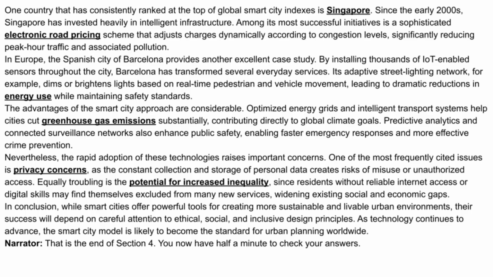In conclusion, while smart cities offer powerful tools for creating more sustainable and livable urban environments, their success will depend on careful attention to ethical, social, and inclusive design principles. As technology continues to advance, the smart city model is likely to become the standard for urban planning worldwide.